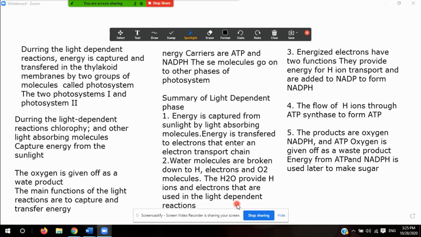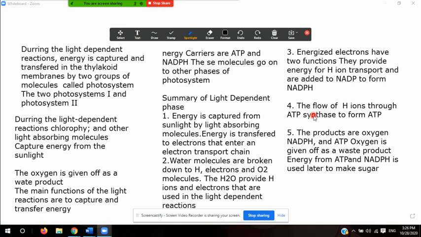So that the process can be done all over again. And the third step is that energized electrons have two functions. They provide energy for hydrogen ion transport and are added to NADP and NADPH. So again, the hydrogen ions are moved to provide the energy so that the light dependent reactions can occur, and then the other part is to add to the NADP molecule.